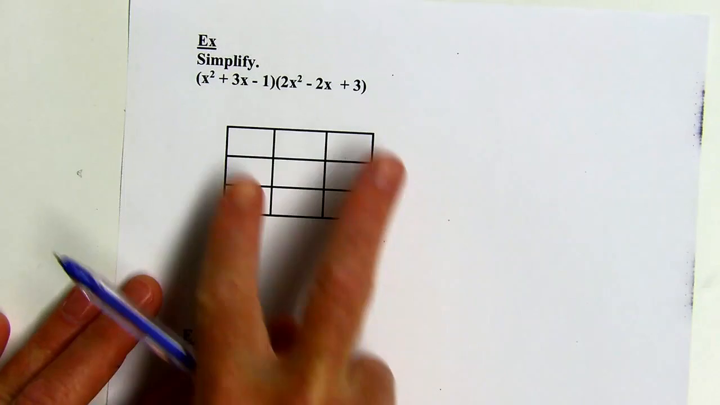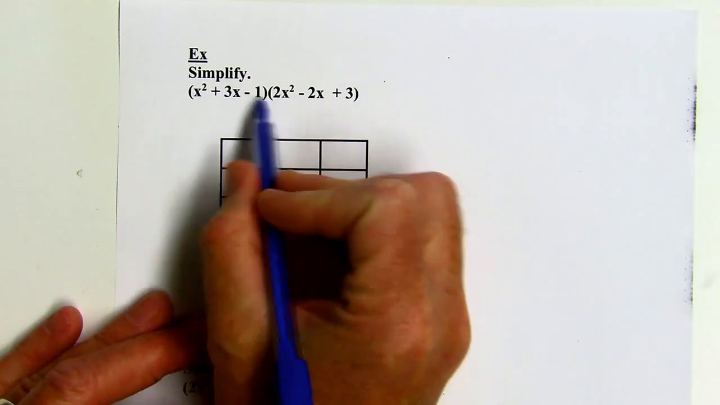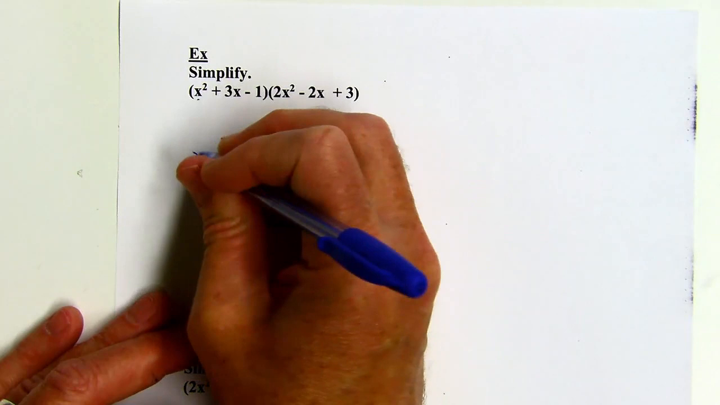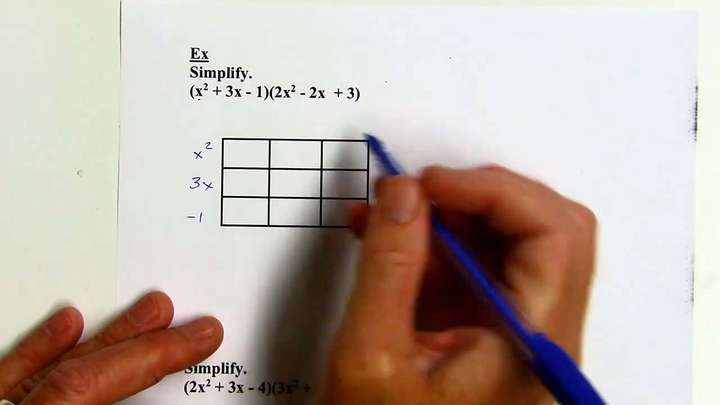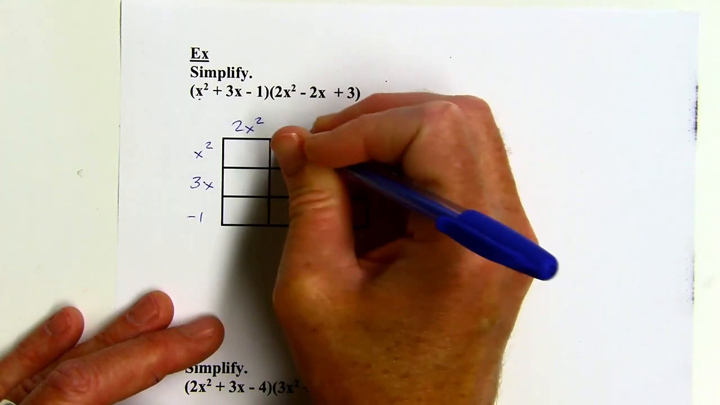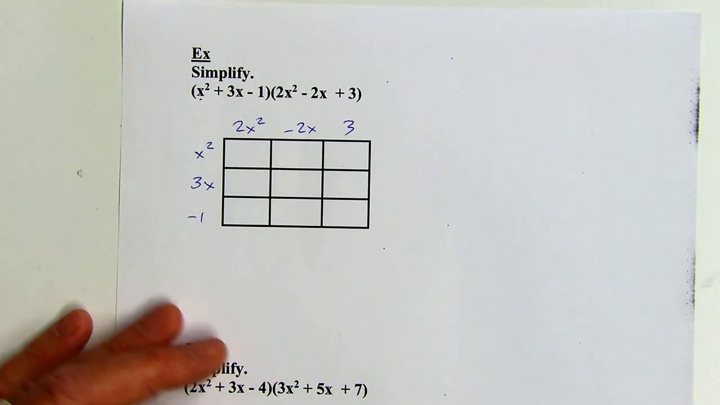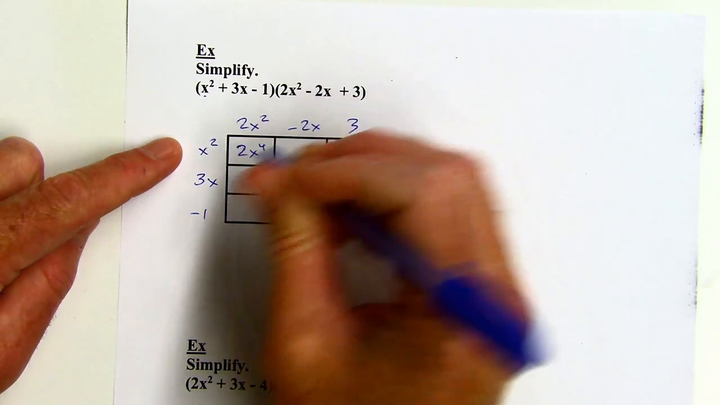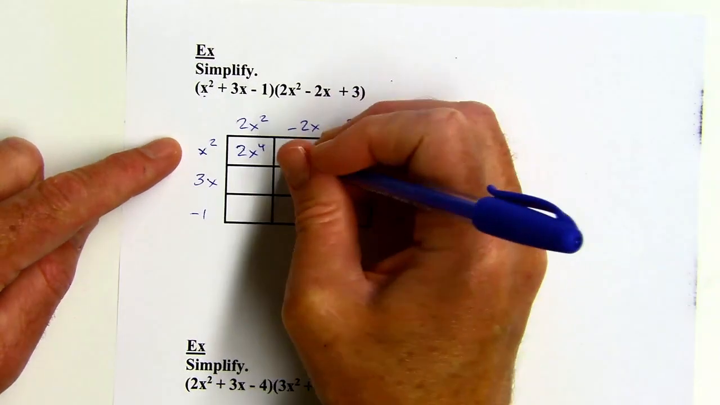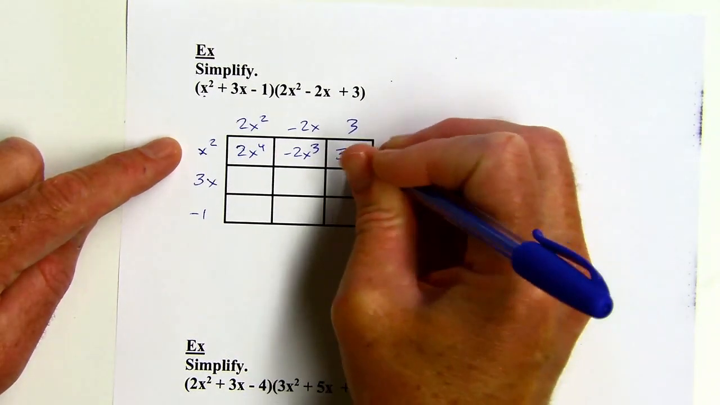So now we've got larger problems because now I've got a trinomial times another trinomial. So I'm going to put this first trinomial down the left side, just the value of the three terms. And then I'll put the other trinomial along the top. Now I just do all the multiplication. So 2x squared times x squared is 2x to the fourth. X squared times negative 2x would be negative 2x to the third. X squared times 3 is 3x squared.